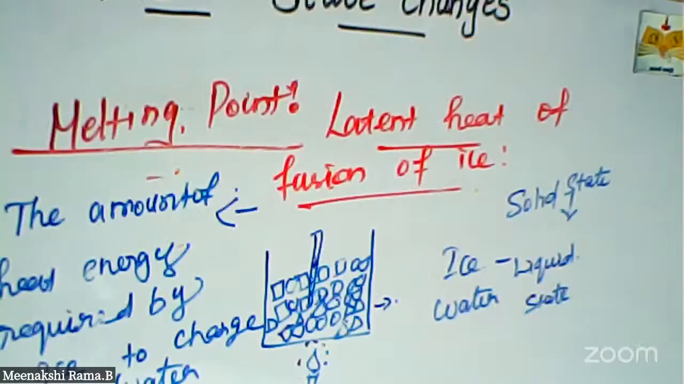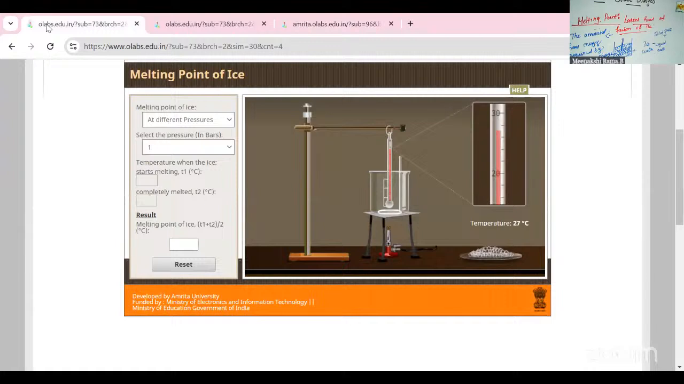Next one. Next process, yes, melting point of ice. What are the apparatus? Ice cubes, beaker, and then stands to hold the thermometer, a tripod stand and the burner. So from the simulation, we are going to understand the concept of melting point of ice.